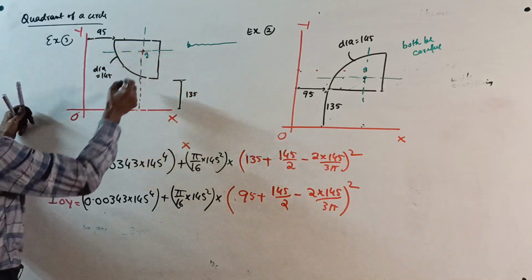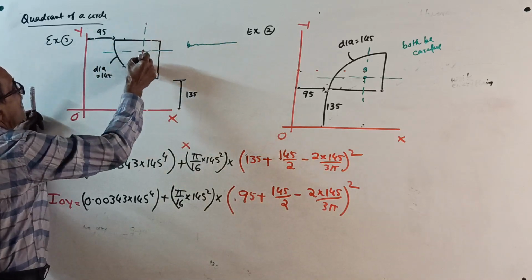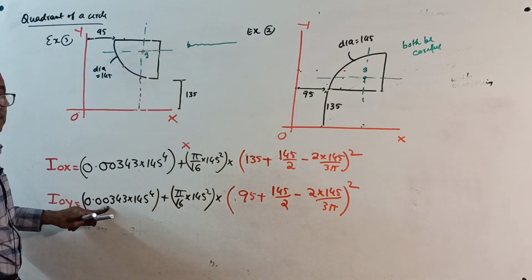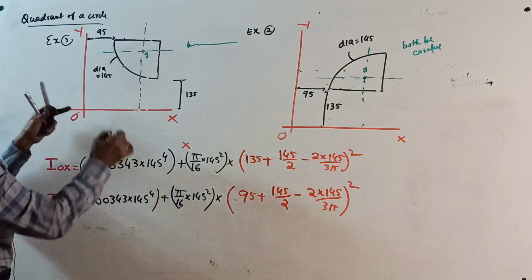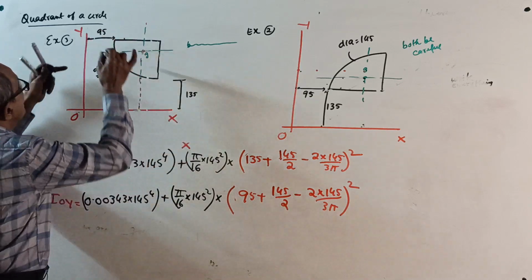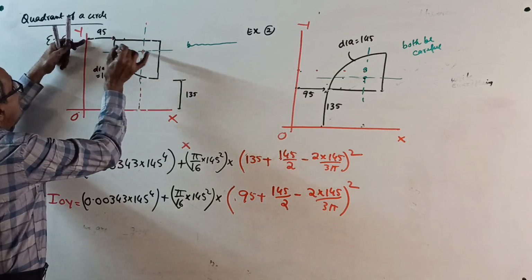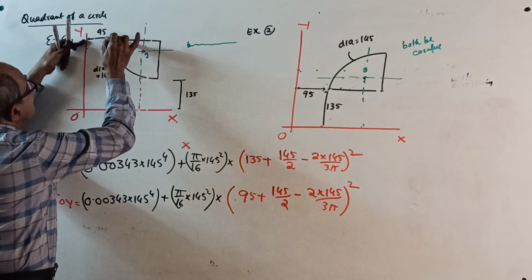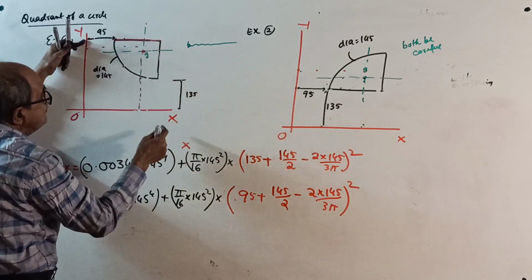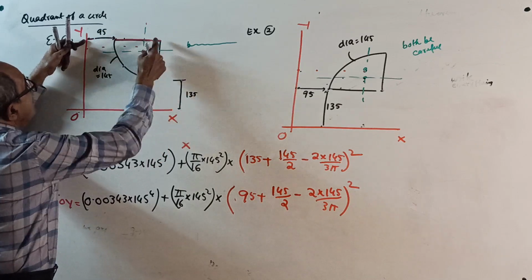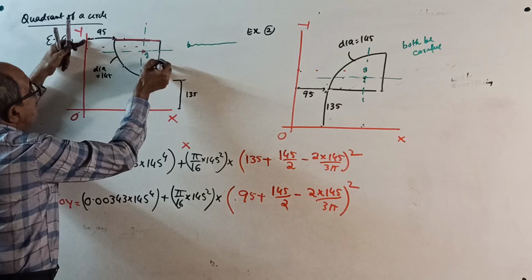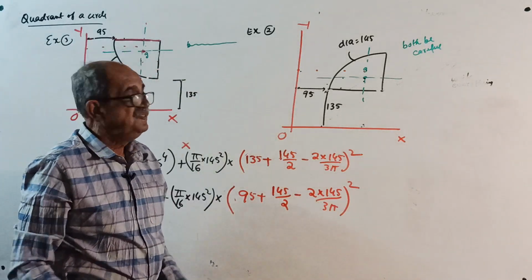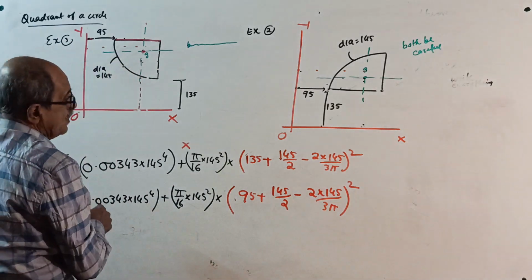I about OY. First about its own centroidal axis. That is this axis. Same. 0.00343 diameter power 4, area into 95. See here, 95. We want from here to here, this distance square. 95 plus this half. How much half? Half of diameter, 145 by 2. This full distance minus 2d by 3 pi, whole square. This will give question number 3 over.